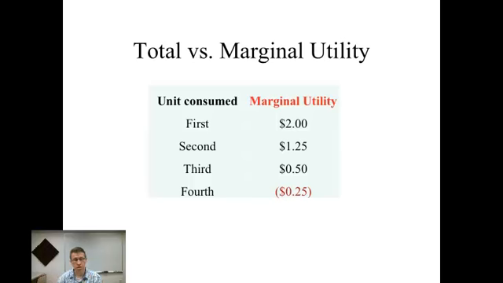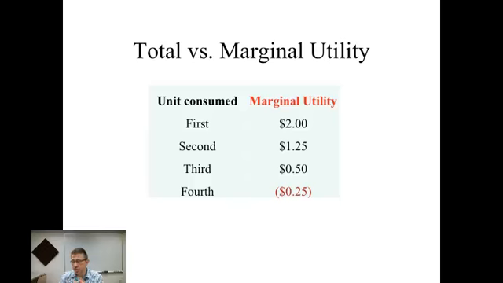So we can just change the willingness to pay to marginal utility. Right? You could, in your notes, just put a little slash there and put in parentheses that this is marginal utility as well. That's the willingness to pay for one more unit. So the first unit, the satisfaction the consumer gains is $2. Second, it's $1.25. Third, it's 50 cents. And fourth, it's negative.